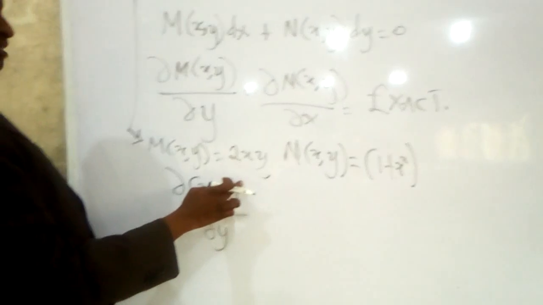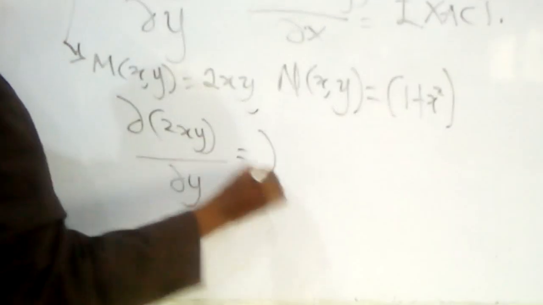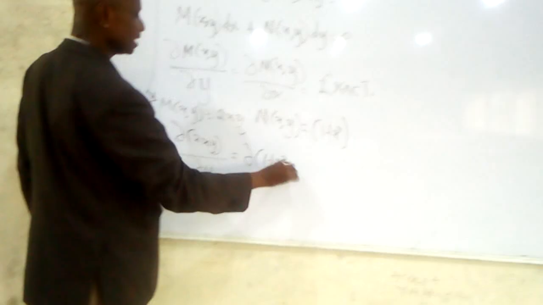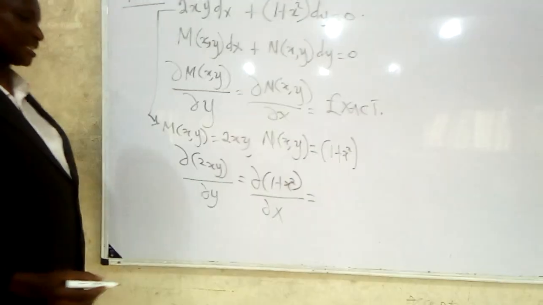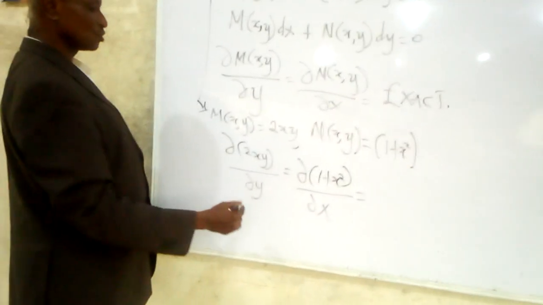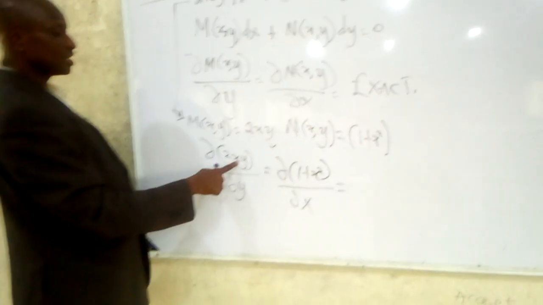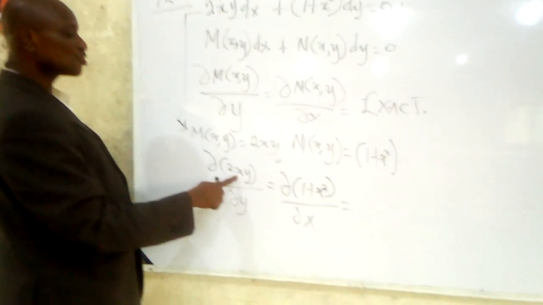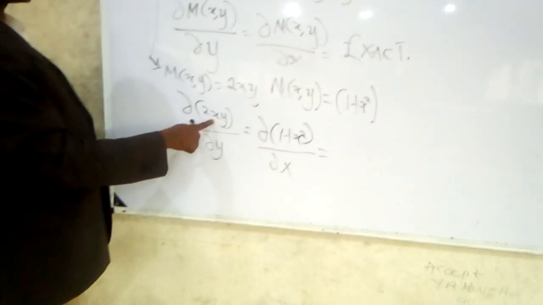In the exactness test, we partialize this. If the partial derivative of M, 2xy, with respect to y is equal to the partial derivative of N, which is 1 plus x squared, with respect to x, then it is said to be exact. Now, let us partialize it. In partial differentiation, we are only going to differentiate y, even though there is a constant and the variable x. Variable x is not seen as a variable when you are differentiating partially with respect to y. It is seen as a constant.